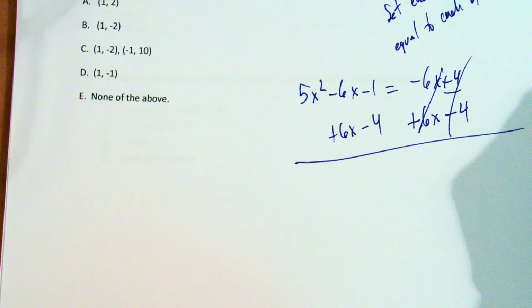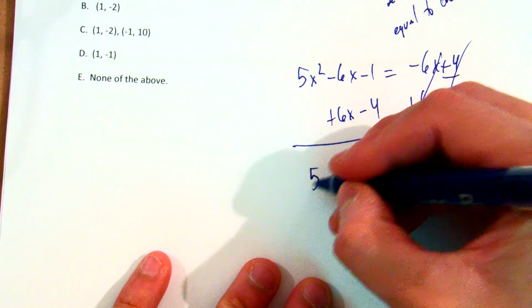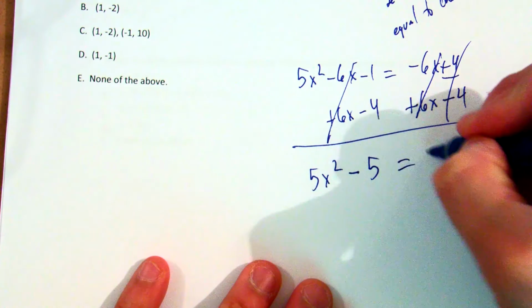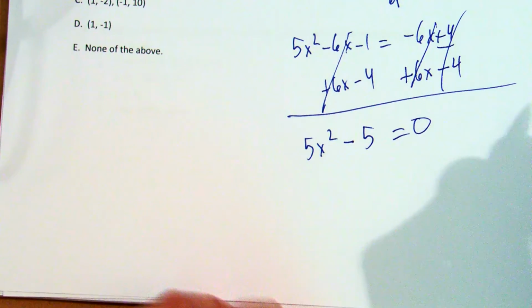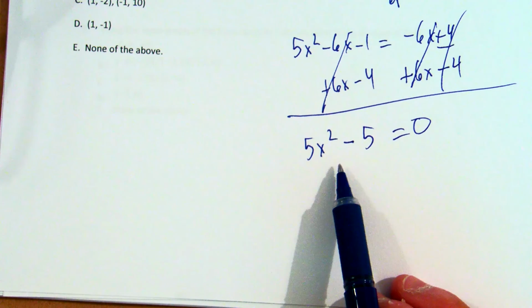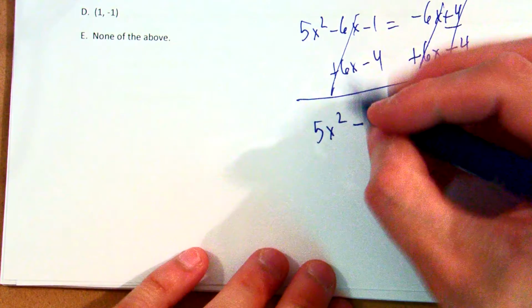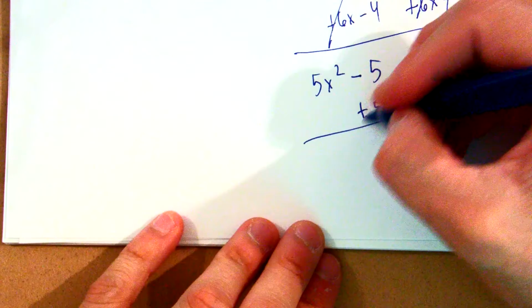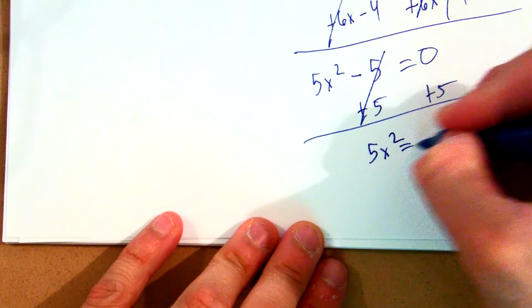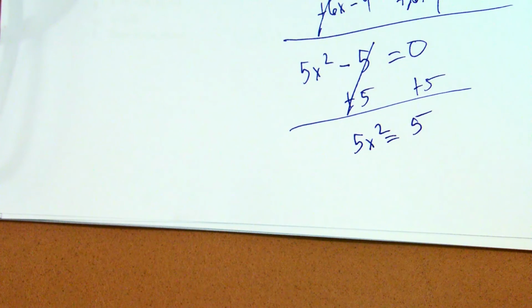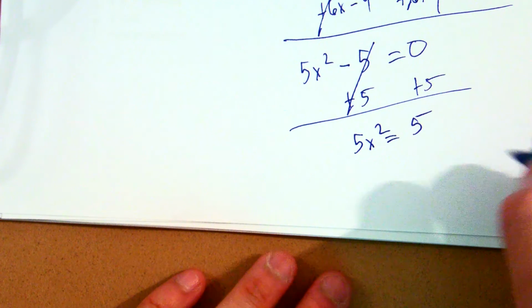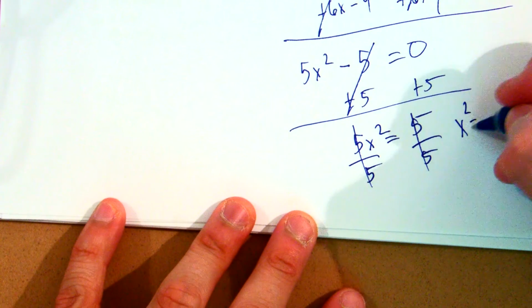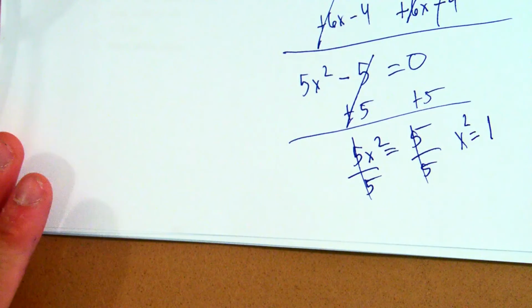I'm going to get this very simple quadratic. So I'm going to get 5x squared equals 0. And now I'm going to solve this here. I'm going to go ahead and add 5 to both sides. What happens when I do so? What do I do now? Divide 5 by 5. So we get x squared equals what? 1.